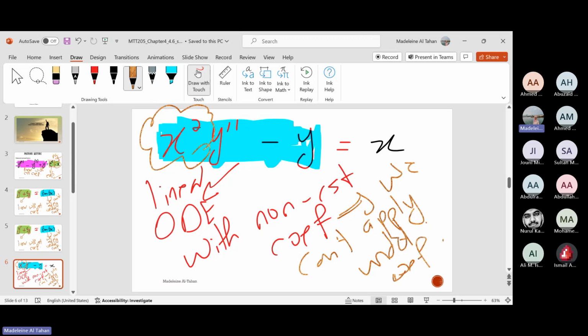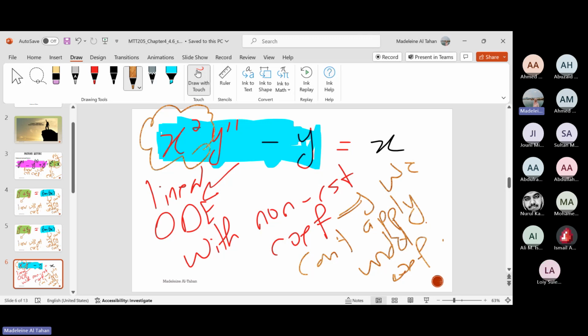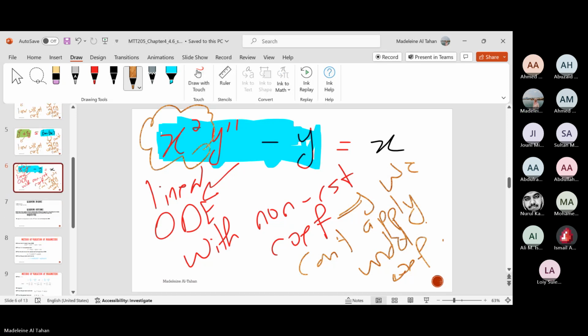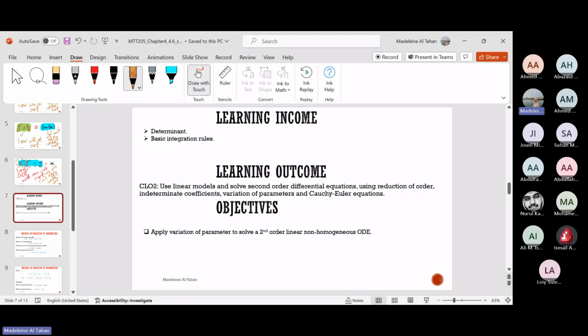So why do we need to learn a new method, miss? Already we have a method. Why should we learn a new method? Because this method has a limitation. It's just restricted to constant coefficients and certain types of functions. So during this lecture, in order to understand it, we need the determinant and basic integration formulas. And our main objective is to apply our new method to a second order linear non-homogeneous ODE.